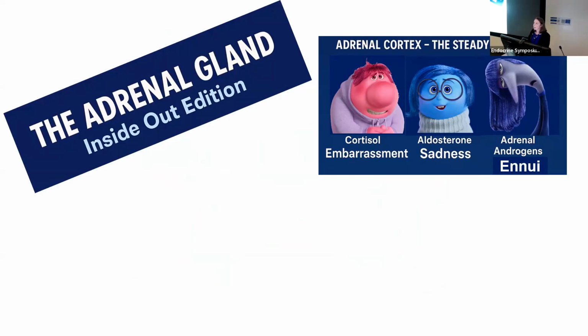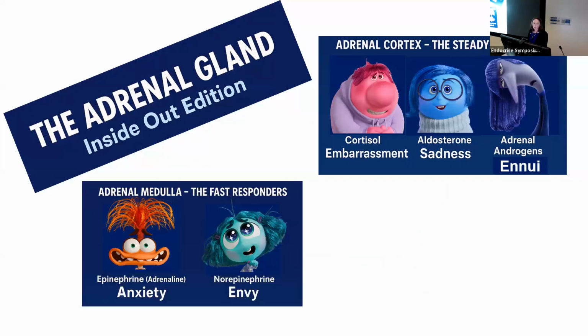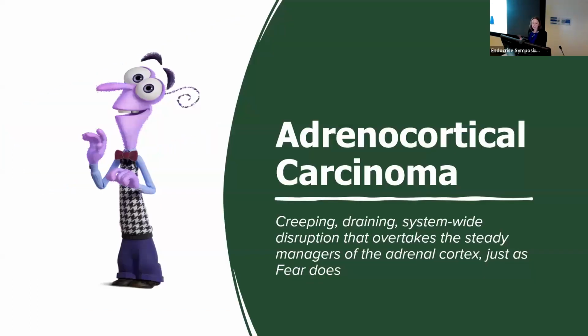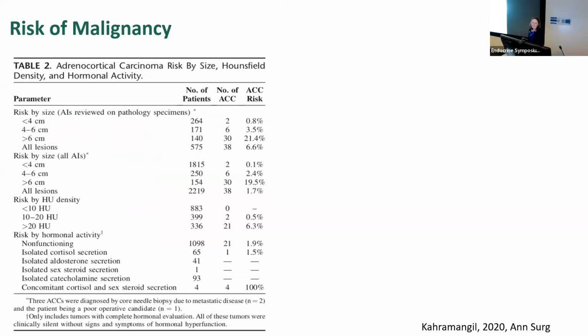But here's the adrenal cortex. We'll focus a little bit on our sadness with aldosterone, cortisol embarrassment. You have to agree that epinephrine is anxiety, and that adrenal cortical cancer is fear. So we're going to start there, right? I think most of us have a healthy fear of adrenal cortical cancer, at least endocrine surgeons do.